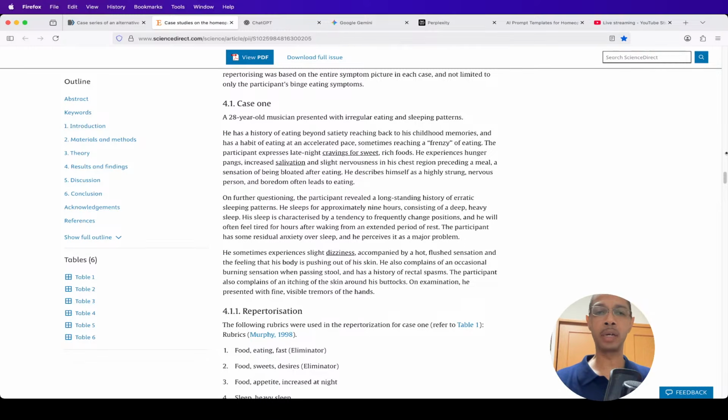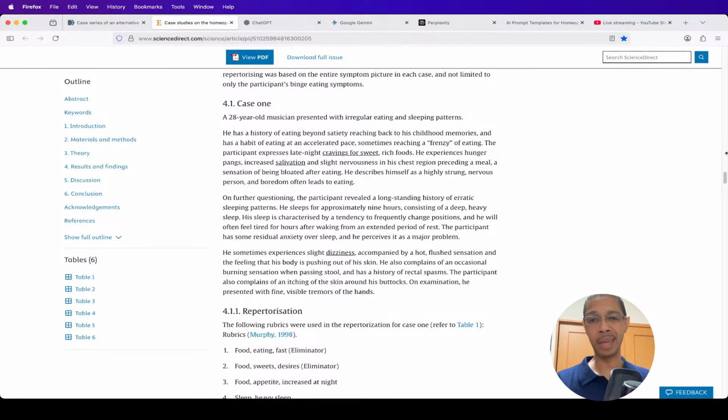So he expresses late night cravings for sweet, rich food, hunger pangs, increased salivation, and slight nervousness in his chest preceding a meal. We can go down and look at some other things here. Long-standing history of erratic sleeping patterns. He sleeps for 9 hours, but then feels tired after waking from maybe oversleep. He has some residual anxiety over sleep, and he perceives this as a major problem.